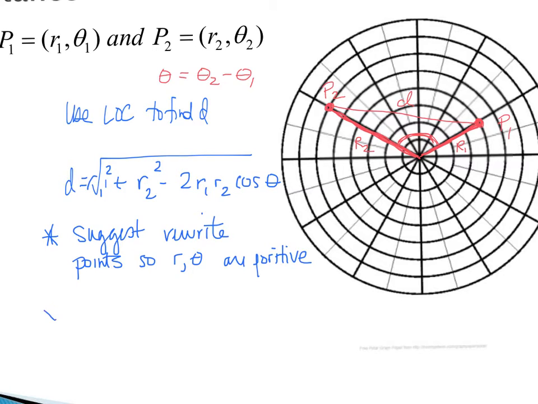Another thing that I suggest, especially while you're still learning, is that you draw a quick sketch. Again, none of these things are required, but I find it helps people make fewer careless mistakes.